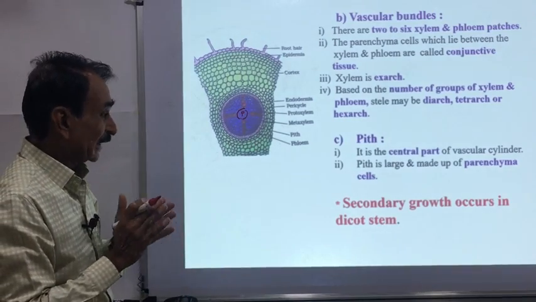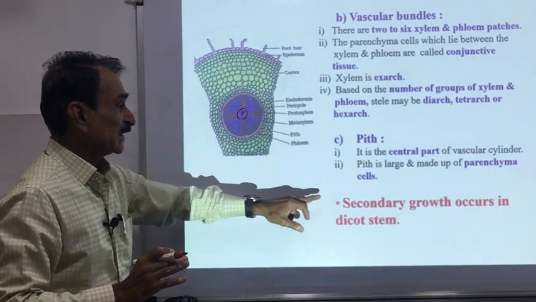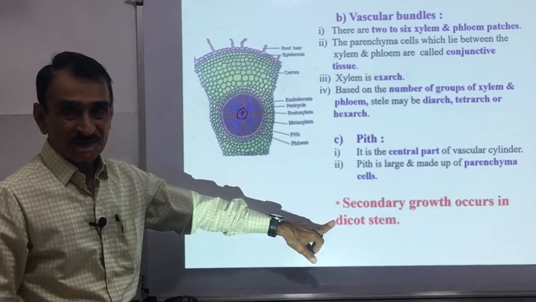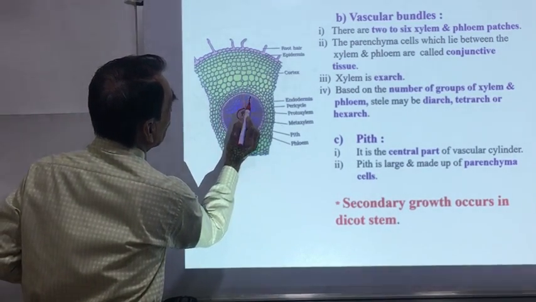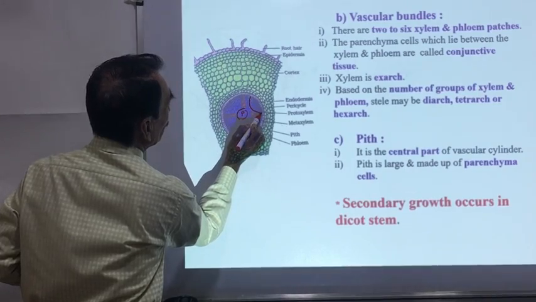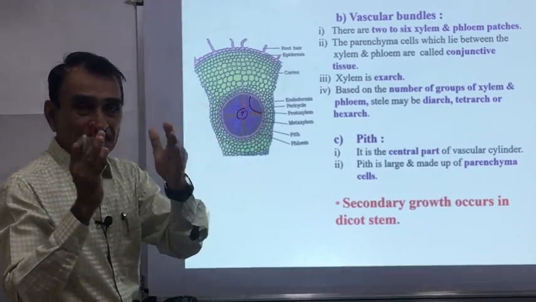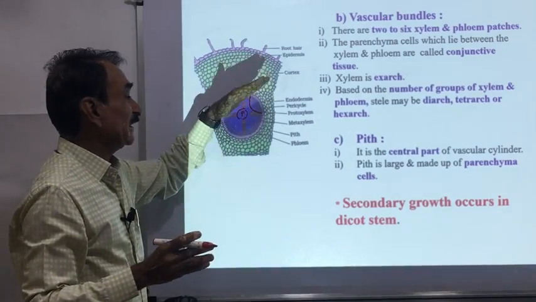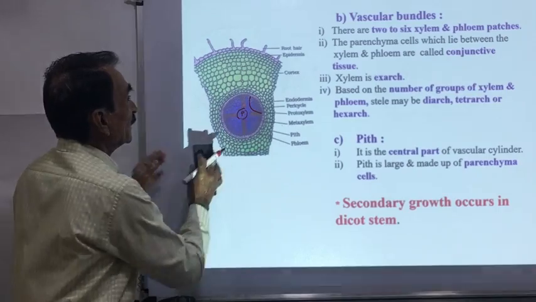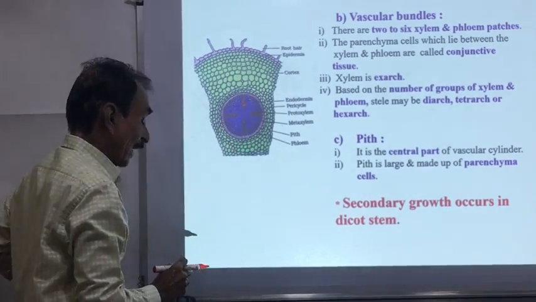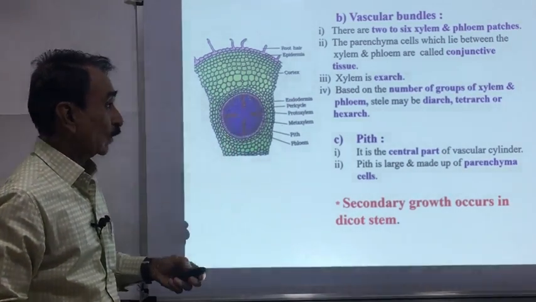In this case, secondary growth occurs in the dicot stem. There is formation of cambium. At this place, cambium is formed, and secondary xylem and secondary phloem are produced, and this is called secondary growth. So this is about the structure or anatomy of the dicot root.